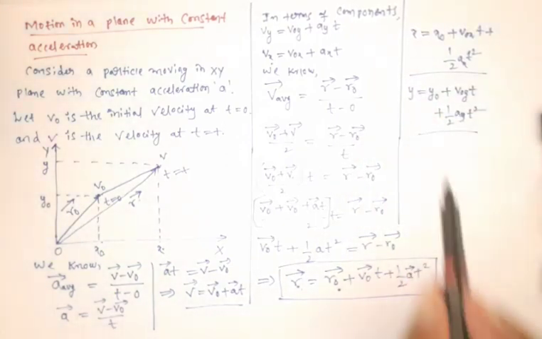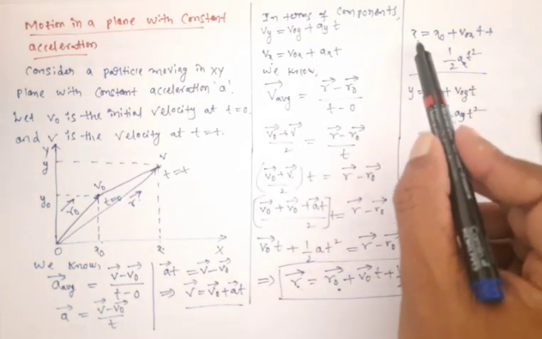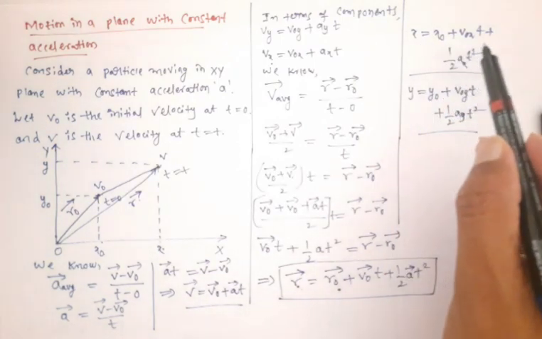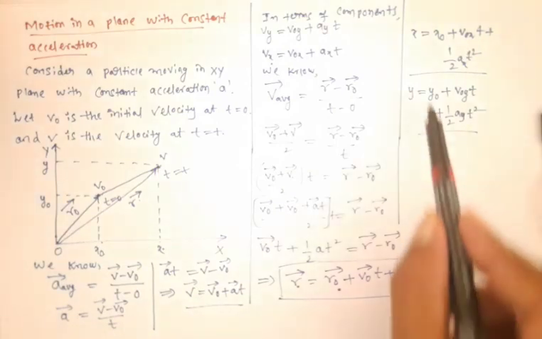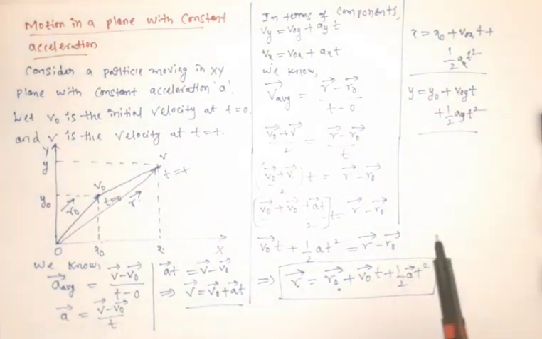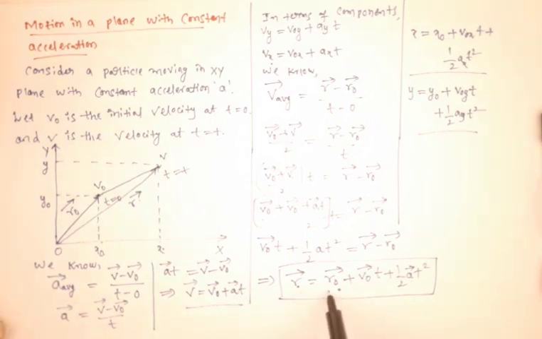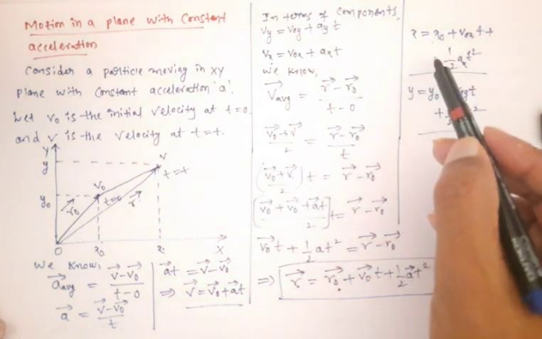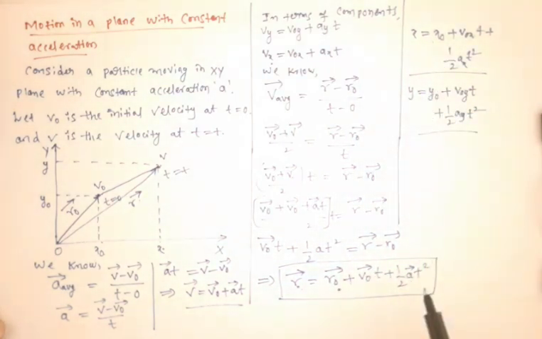We already got this equation: x equal to x naught plus v naught x into t plus half ax t square. Our individual separate equations we already derived in motion in one dimension, but when we take motion in two dimensions, we get the equation for the position vector. Later we can write this in terms of components, separately for the x component and for the y component.